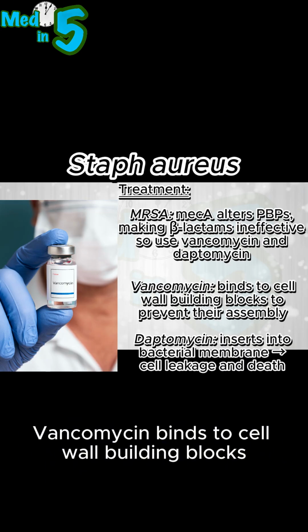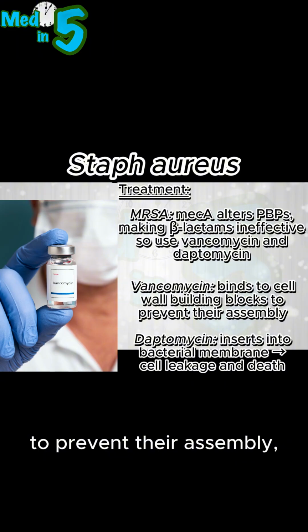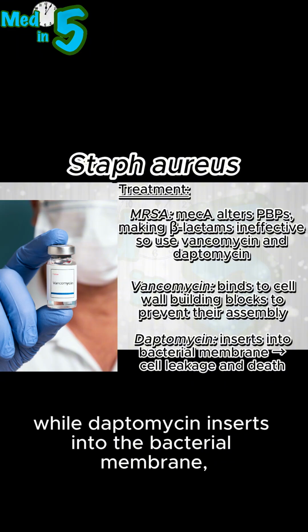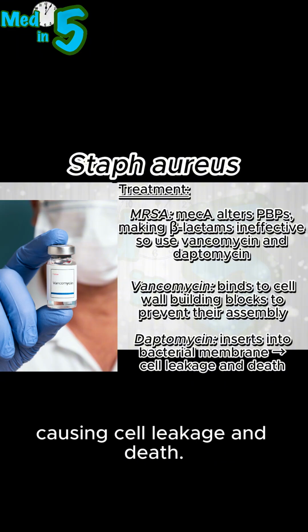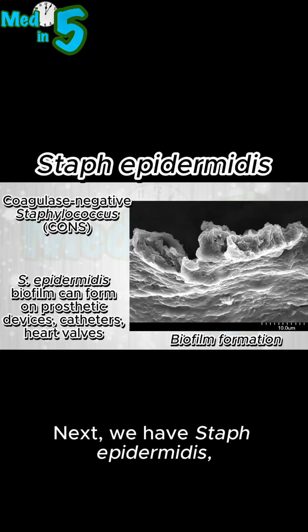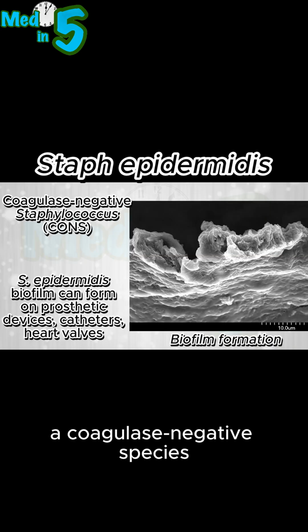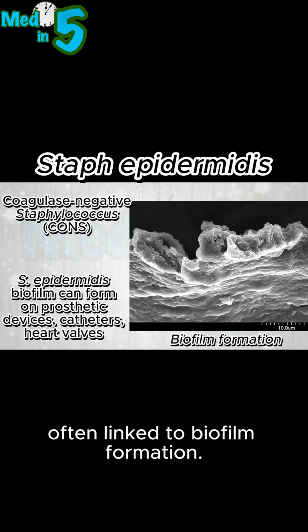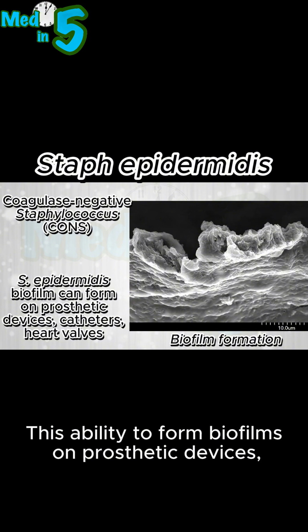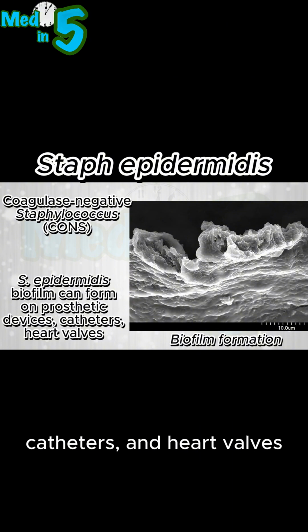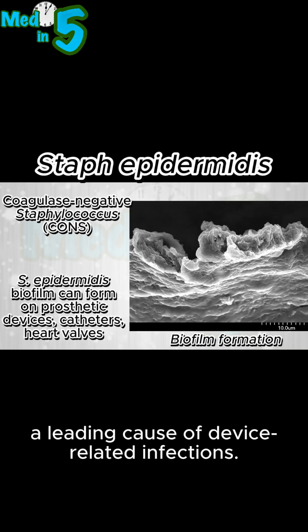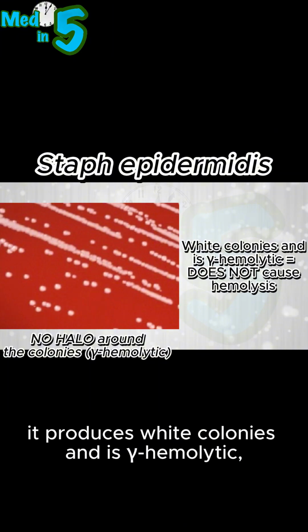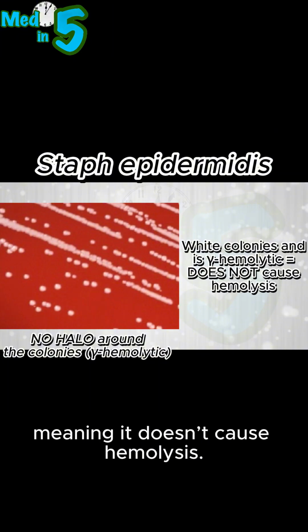Vancomycin binds to cell wall building blocks to prevent their assembly, while daptomycin inserts into the bacterial membrane, causing cell leakage and death. Next, we have Staph epidermidis, a coagulase-negative species often linked to biofilm formation. This ability to form biofilms on prosthetic devices, catheters, and heart valves makes Staph epidermidis a leading cause of device-related infections. On blood agar, it produces white colonies and is gamma-hemolytic, meaning it doesn't cause hemolysis.